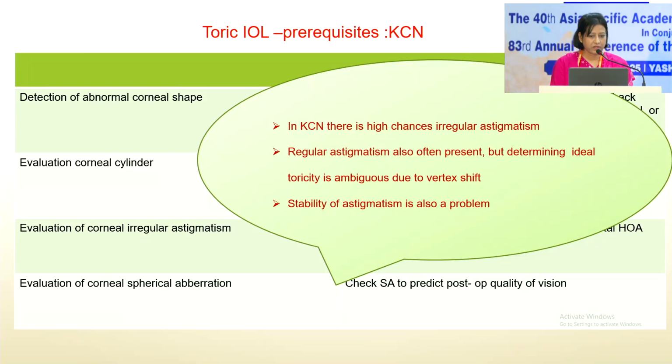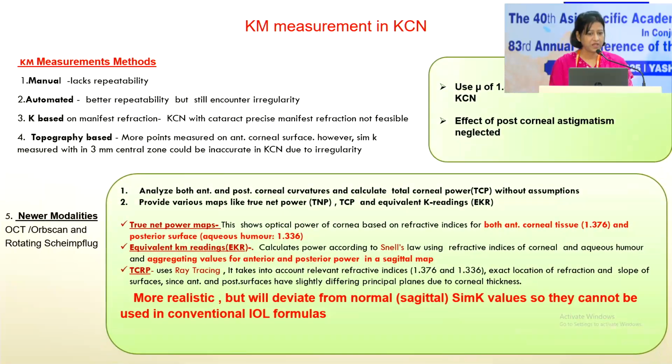The toric IOL requisite in any case, including keratoconus, is detection of abnormal corneal shape, evaluation of corneal cylinder, evaluation of corneal irregular astigmatism, and evaluation of corneal spherical aberration. Here we have challenges in keratoconus: there is a high chance of irregular astigmatism. Regular astigmatism can be present, but determining the ideal toricity is ambiguous due to vertex shift or pupillary offset. Stability of astigmatism is also a problem. The conventional method of keratometric measurement is not very good in keratoconus because of refractive index changes and negligence of posterior corneal astigmatism.